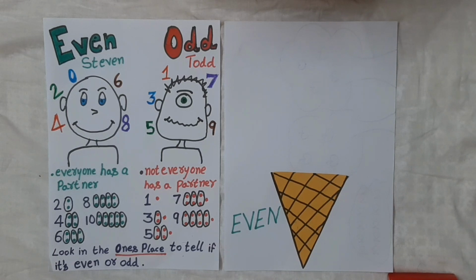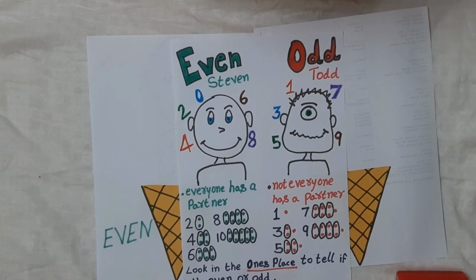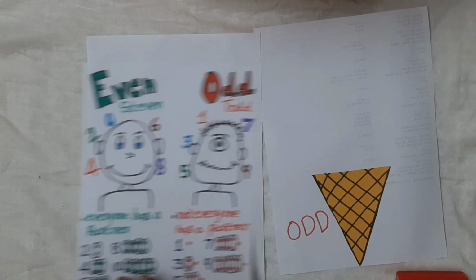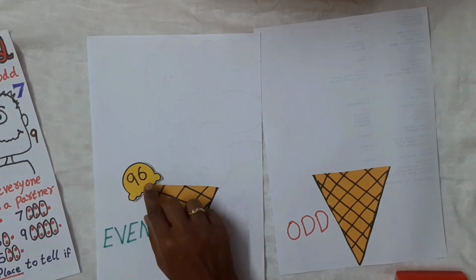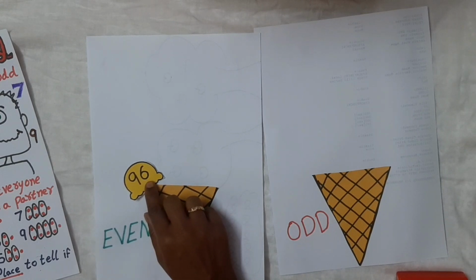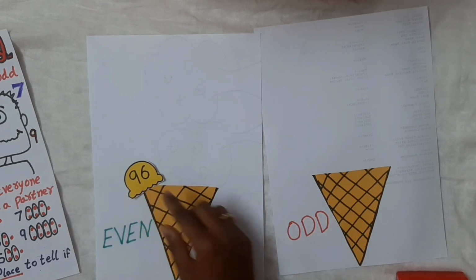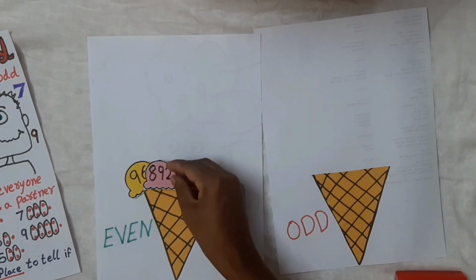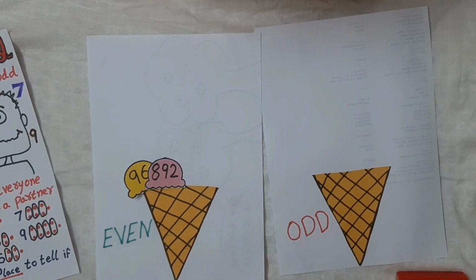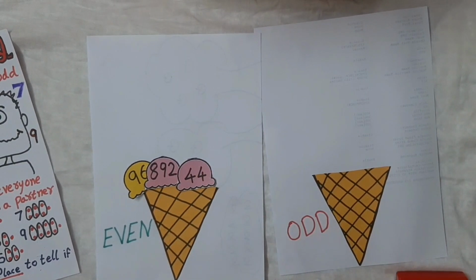Now let's come back to our house along with our guests and prepare ice creams for them. Now let's prepare ice cream for our Even Steve and Odd Todd. So we need to check the ending number, that is the unit digit or the ones digit. So 6 is an even number, so we'll keep it in the even ice cream cone. This is also even. The unit digit is 2. This is also even. So Even Steve has already got 3 scoops.